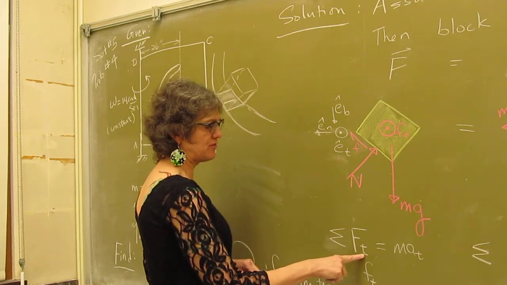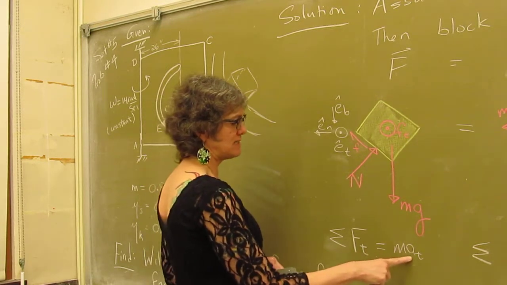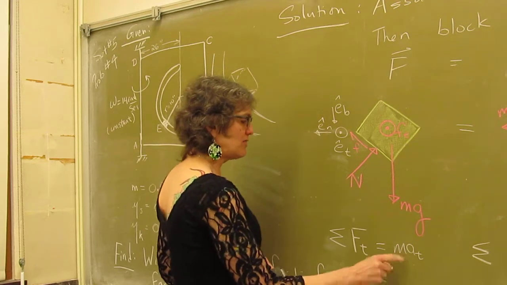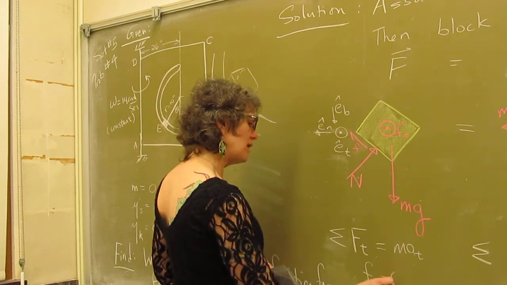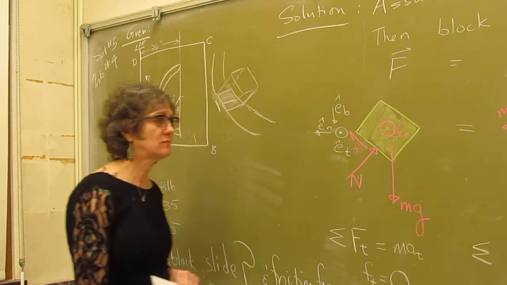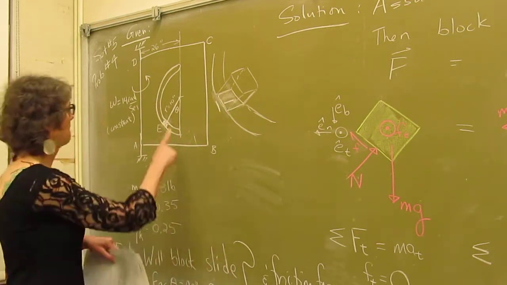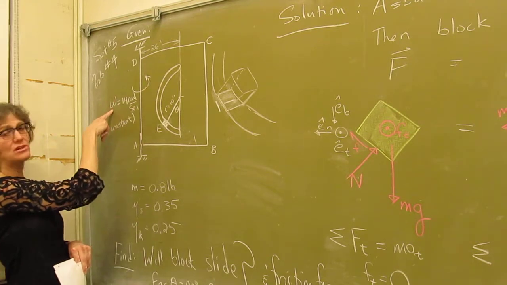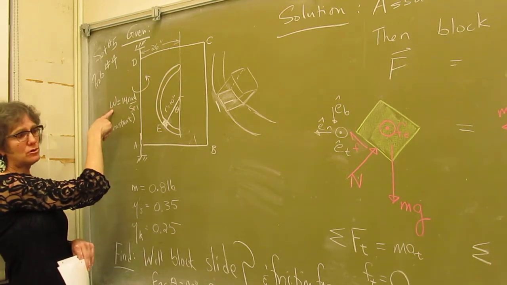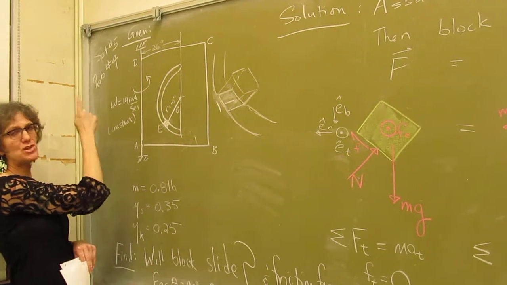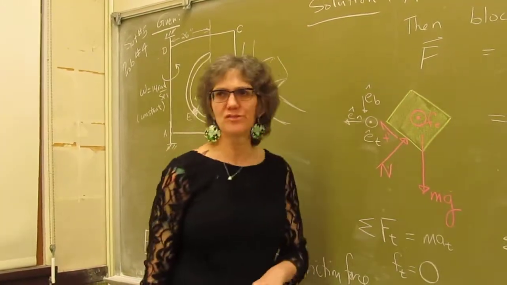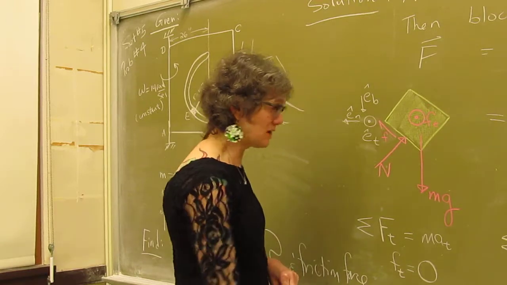The sum of all the forces in the tangential direction is equal to the mass times the acceleration in the tangential direction. Ft, okay, so we know that this is 0. Why do we know that's 0? Because it says that it's rotating with a constant omega. So that means that the acceleration in the tangential direction is 0, so now we know that the force in the tangential direction is 0.